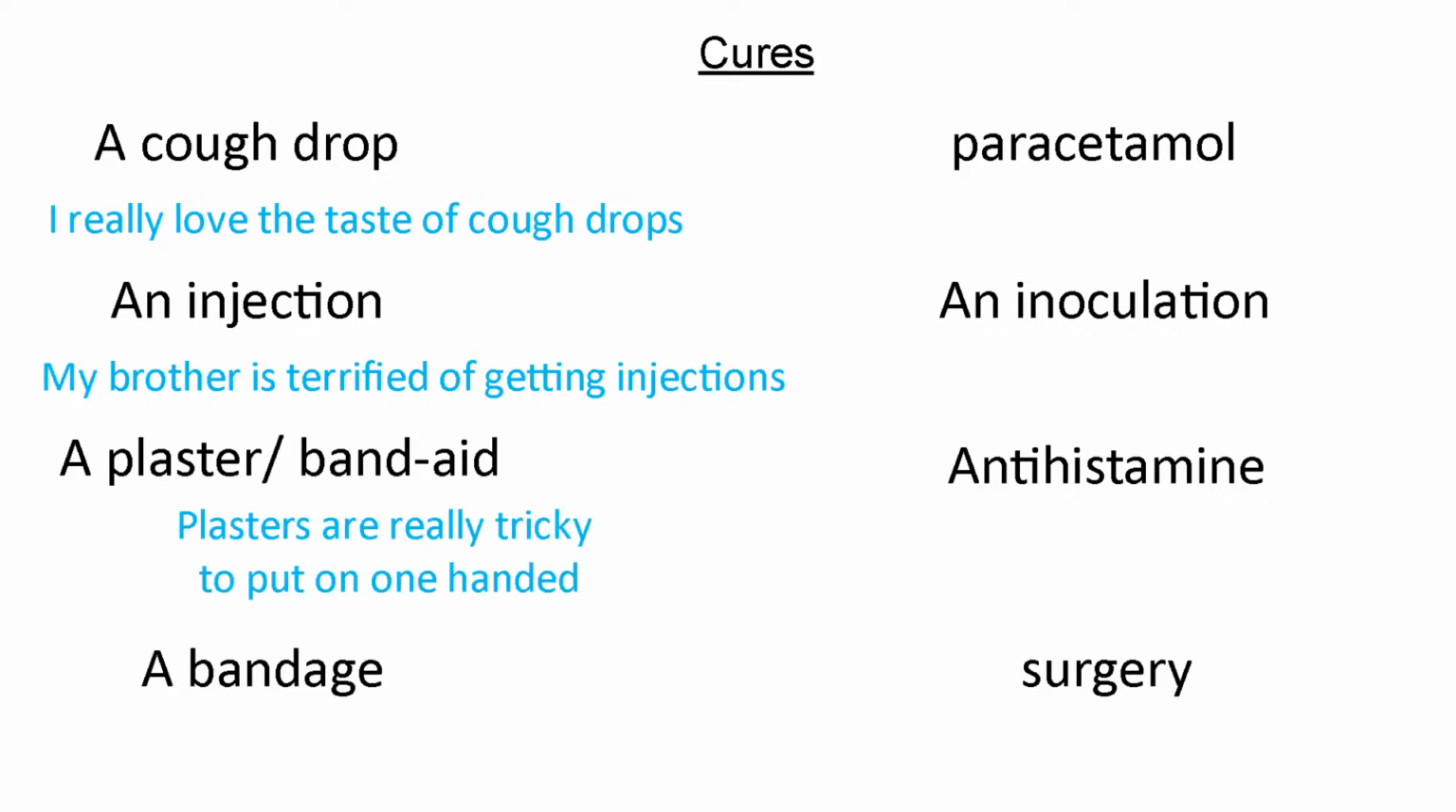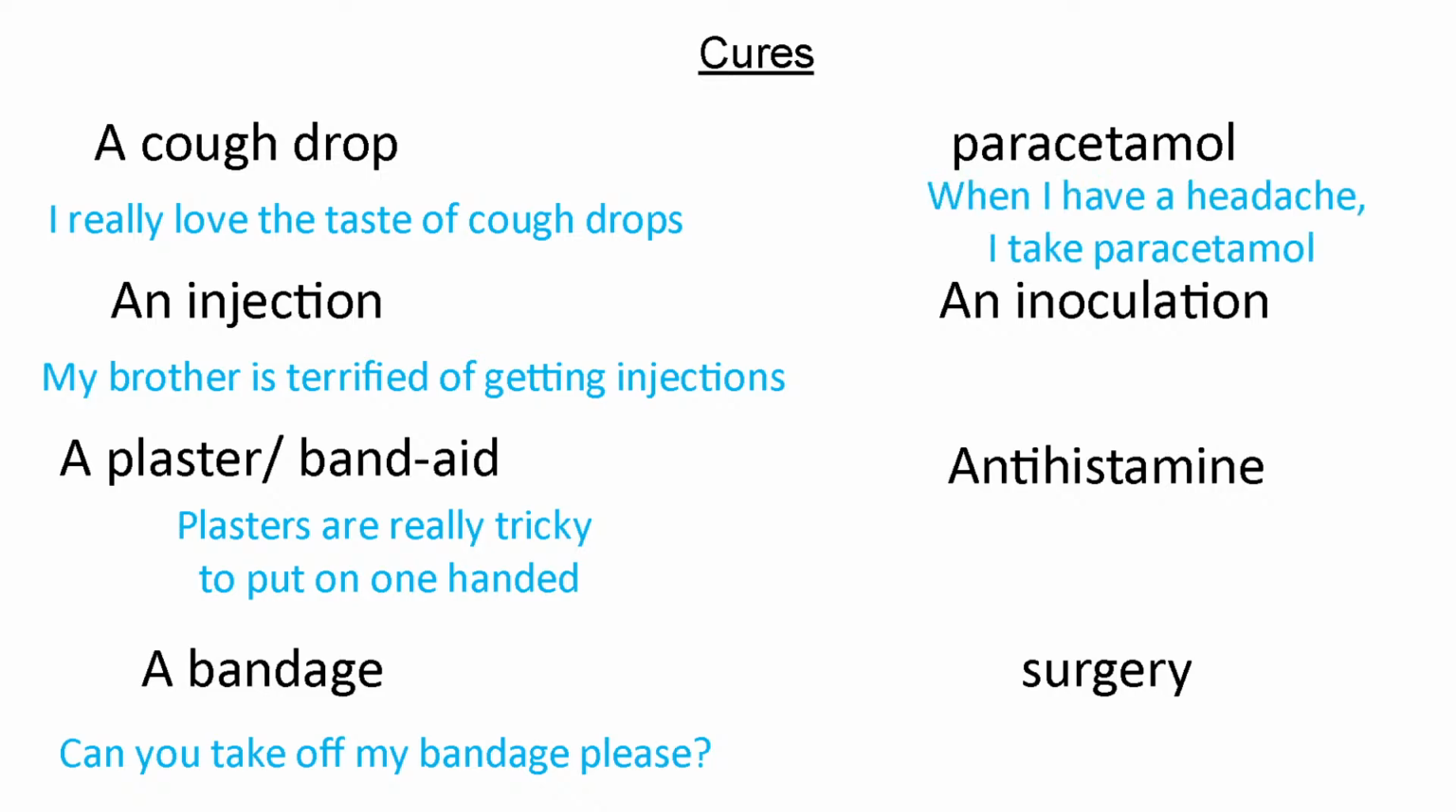Plasters are really tricky to put on one-handed. Have you ever cut yourself on a finger and you have to try and put a plaster or a band-aid on your finger with one hand? It's not very easy. So using an example sentence there with plaster. Can you take off my bandage, please? Probably you're at the hospital. So using it in context. When I have a headache, I take a paracetamol. And it doesn't always work.